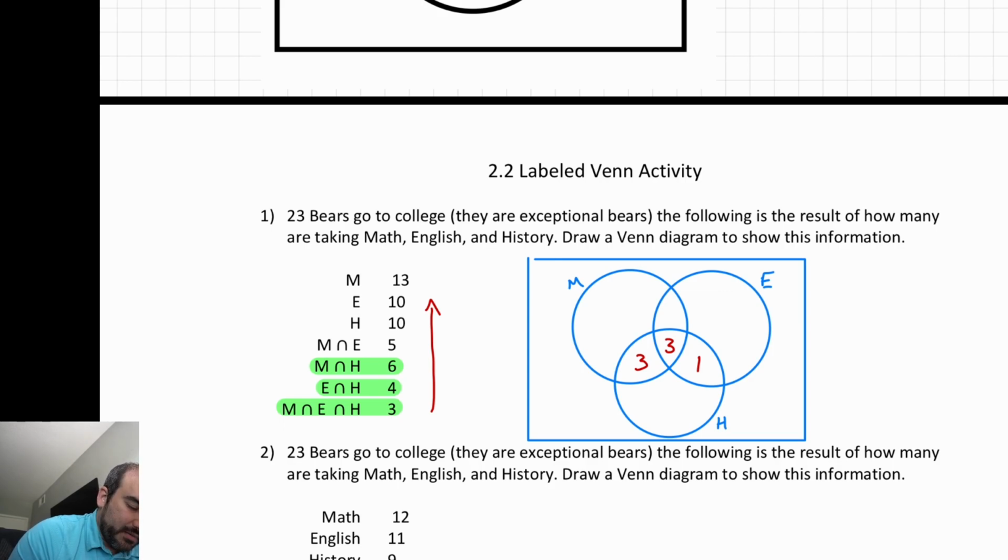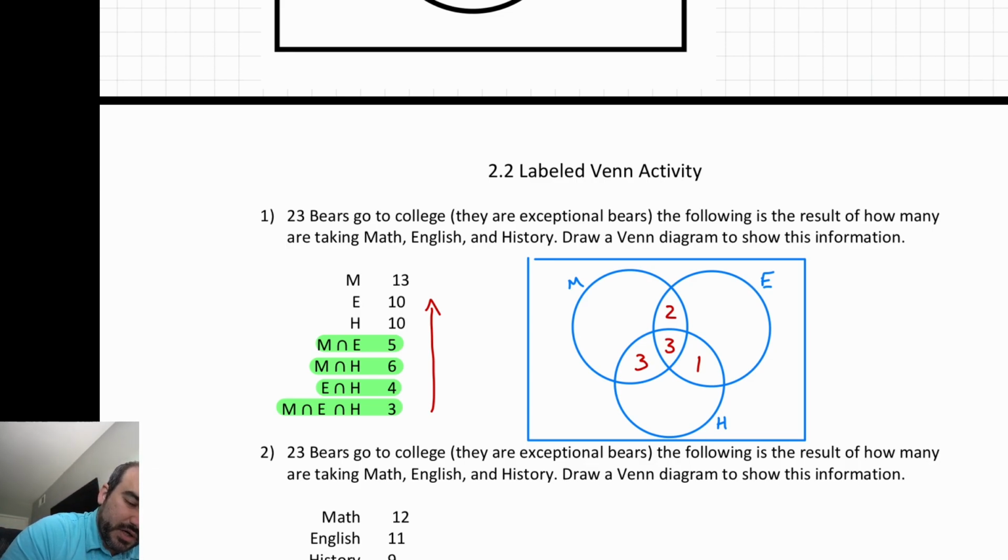The next one is going to be the 5 in the math and English region. The math and English region would be this one here. So if there's already 3 of them here, how many do we put in the rest of the space? 2, perfect. And now we can move on to the bigger circles.